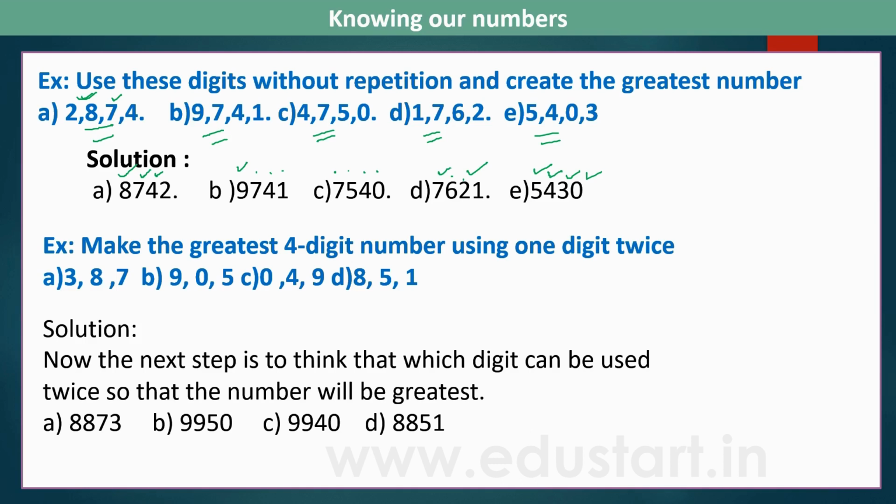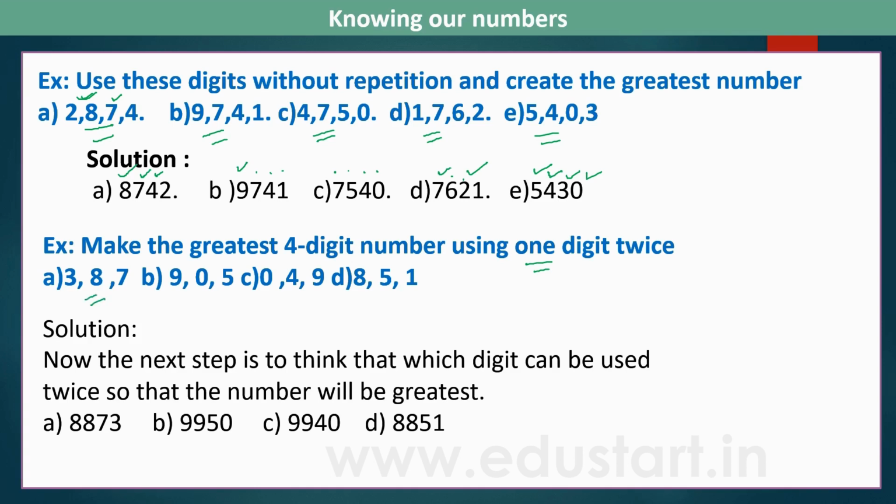Make the biggest or greatest 4-digit number using 1 digit twice. Here you see in each of these cases 3 digits are given. So in order to make the biggest number, what you need to do? You need to put the biggest number in 2 places. Now the next step is to think which digit can be used twice so that the number will be greatest.